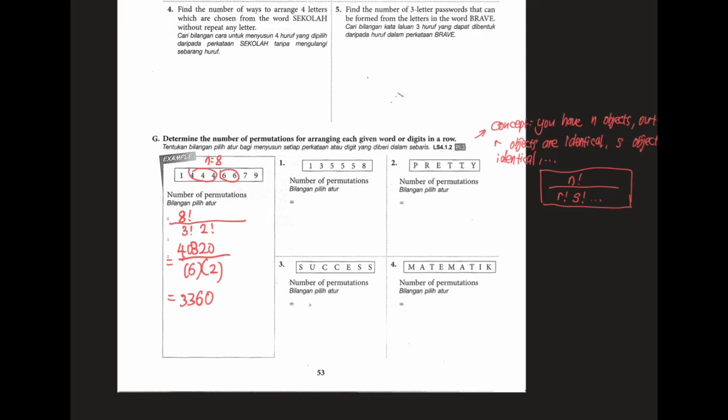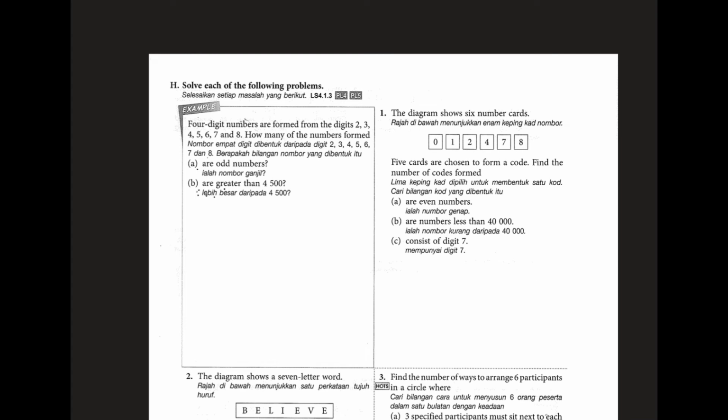Okay, so remember, this technique is used when we have identical objects. If we don't have identical objects, we just use nPn or n factorial. No need to divide. If we have identical objects, you have to divide like that. Okay, so let's move on. On this part we have problem solving. Solve each of the following problems.